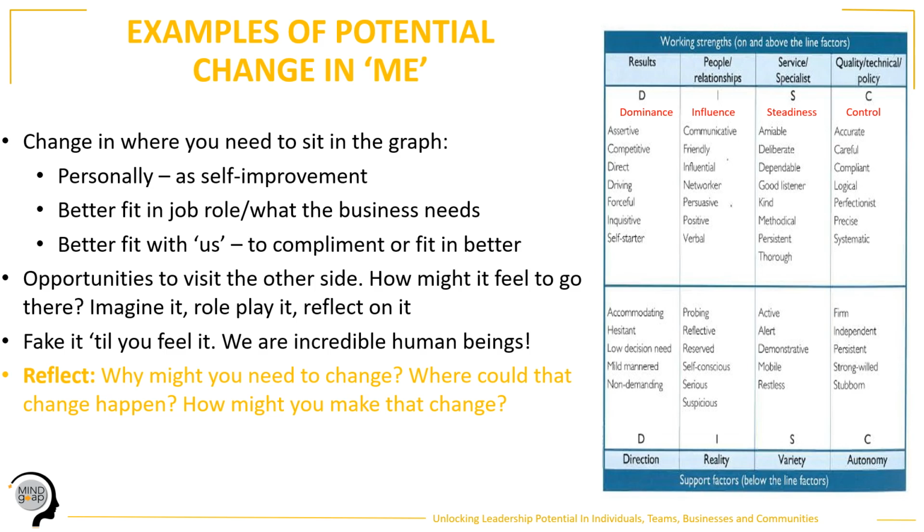So what is it that needs to change in you? Where does that change need to happen? And what are the practicalities? Be really SMART: specific, measurable, achievable, relevant, time-banded. What could you do to make the changes that you need to?